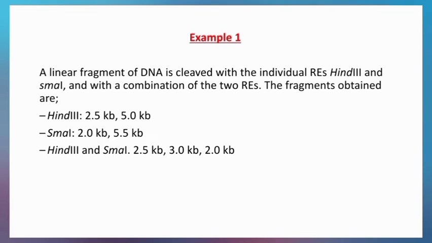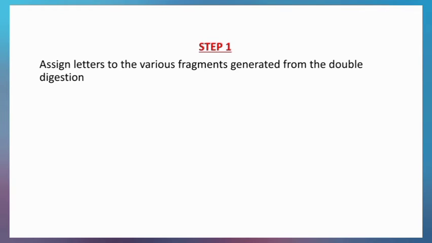The restriction map is mostly constructed for the double digestion. We construct a restriction map for the double digestion. So let's start. I am going to divide this into various steps for things to be easier. So let's start with step 1. For step 1, assign letters to the various fragments generated from the double digestion.